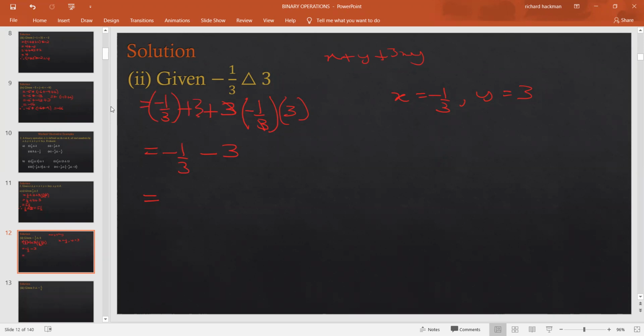So it means this is going to go. Once that one cancels, we are going to get plus 3, then minus 3. So this and this will go, and you'll be left with minus 1 on 3. Is that clear?